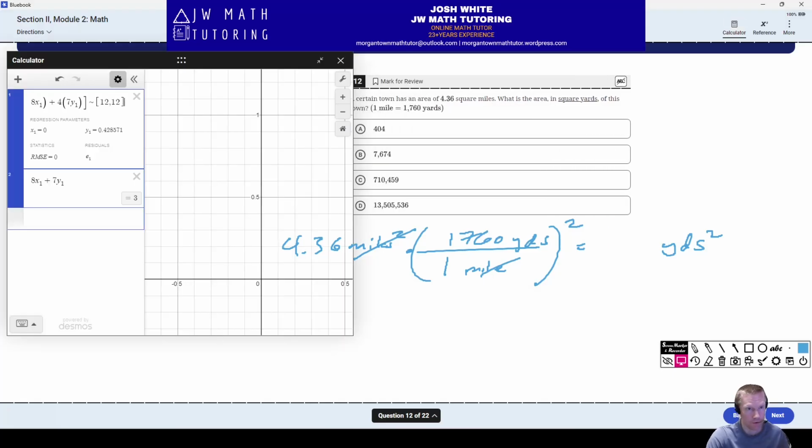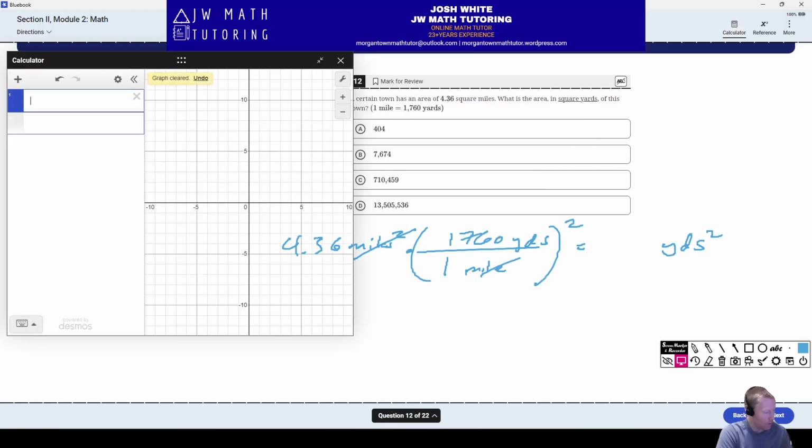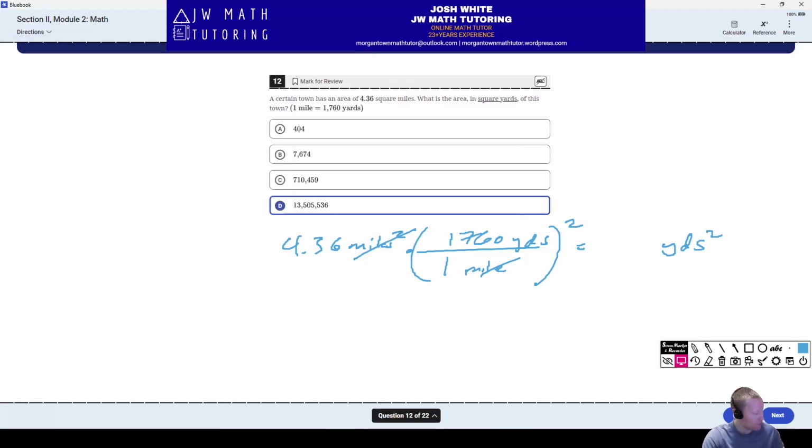So if we go to Desmos, let's clear this out. We got 4.36 times basically 1760 squared. And notice we get 135055536. So that matches answer choice D, which is the correct answer to this problem.